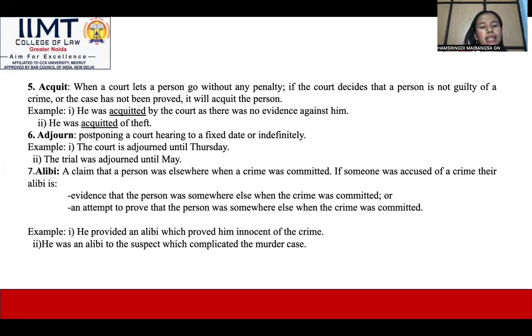The next word is alibi. Alibi is also a noun. It means a claim that a person was elsewhere when crime was committed.